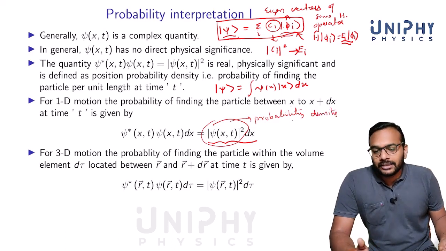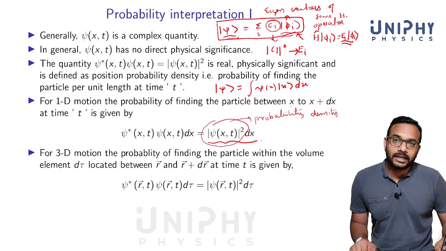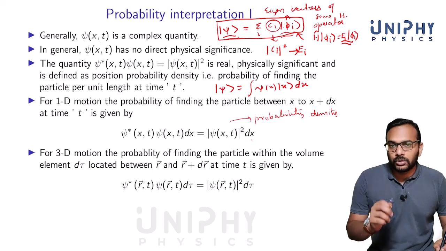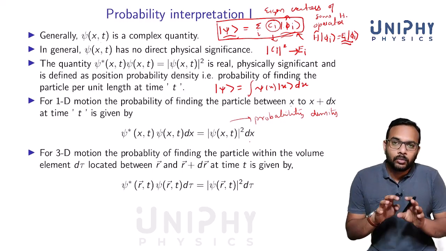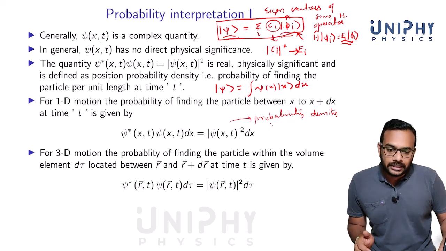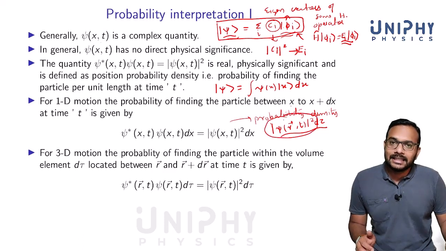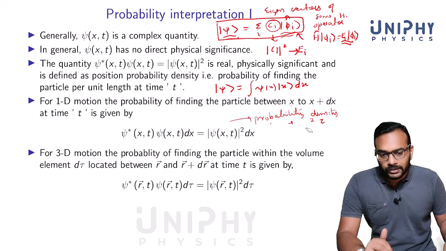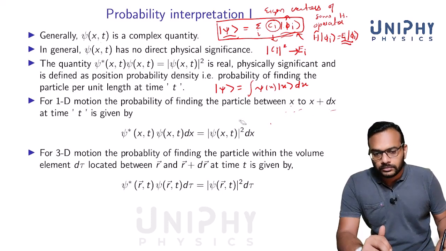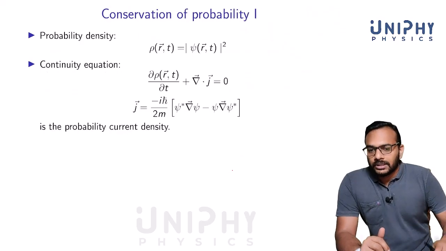In three dimensions, you can call this the probability per unit volume. If you need to find the probability, you need to multiply it with a small volume element. So the question asked is, what's the probability of finding the electron in a small volume element d tau? The answer is the modulus of psi of r vector comma t squared times d tau. This is the probability, and this part we call the probability density. I hope you are already familiar with these concepts. So that's the probability interpretation.